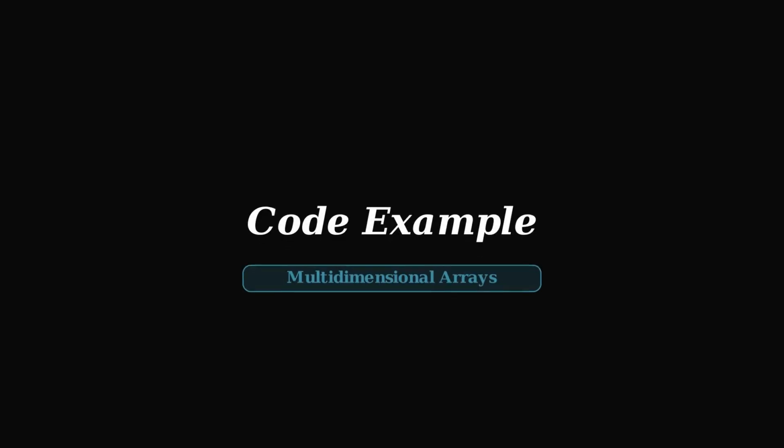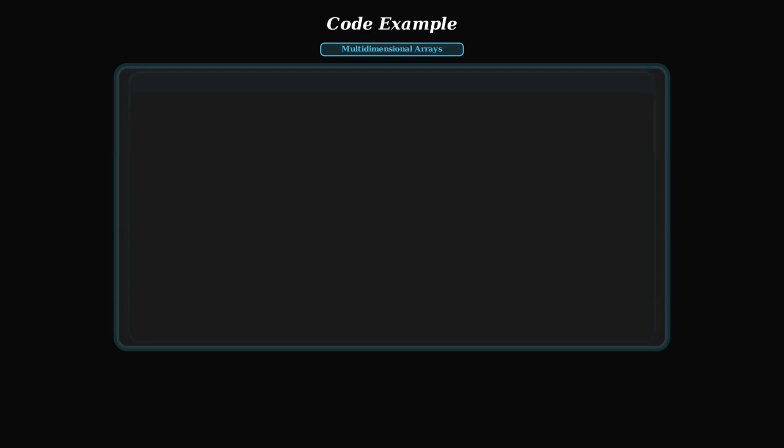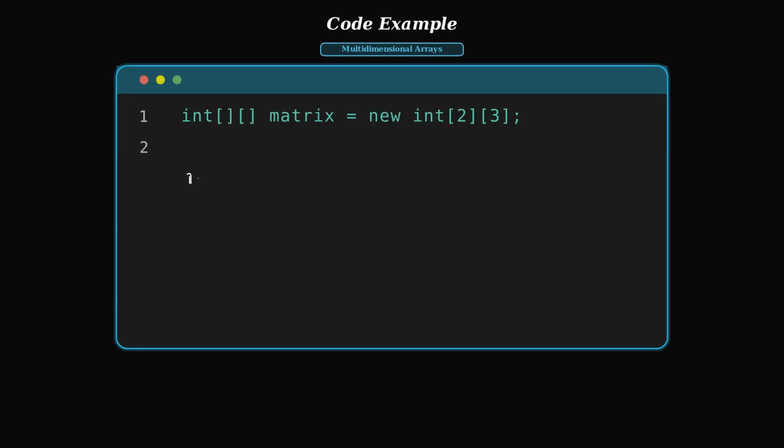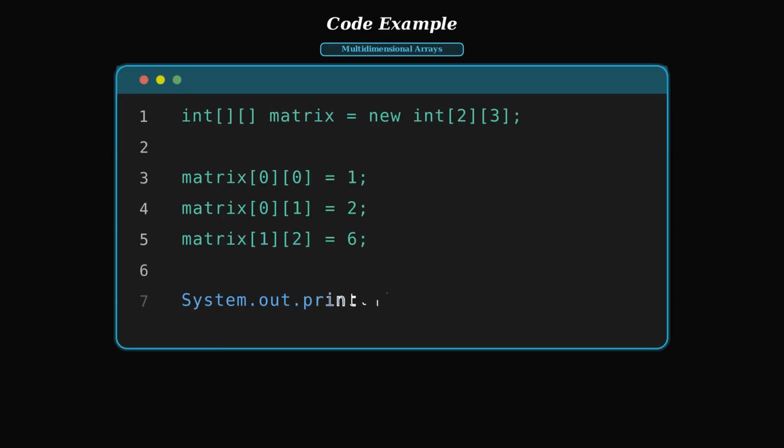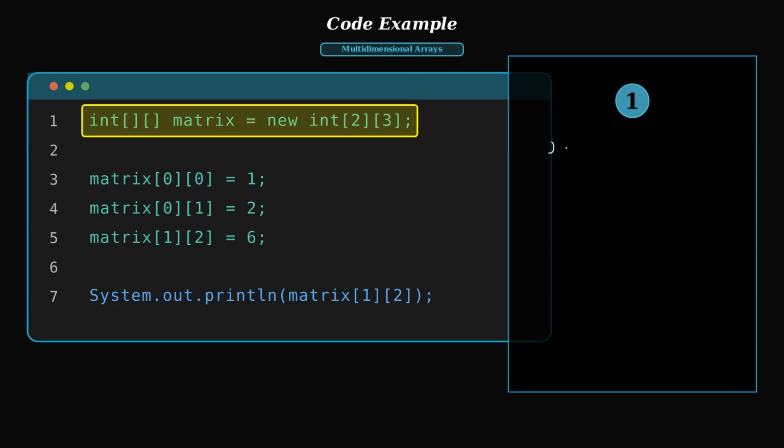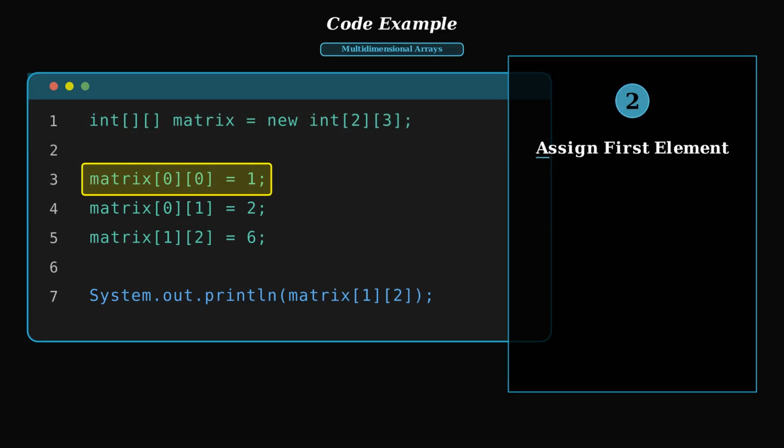Let's see how to implement multidimensional arrays in code. Here is the implementation. Declare a 2D array. Create 2 rows, 3 columns. Assign first element. Set row 0, column 0 to 1.